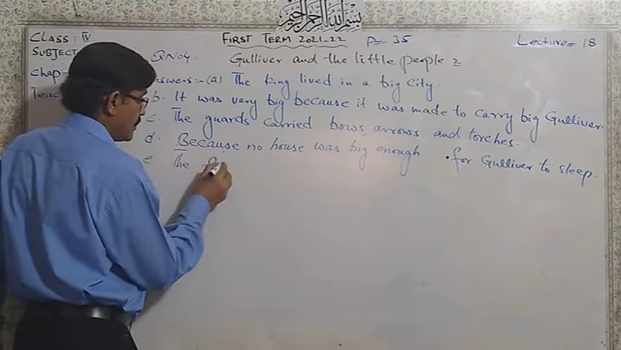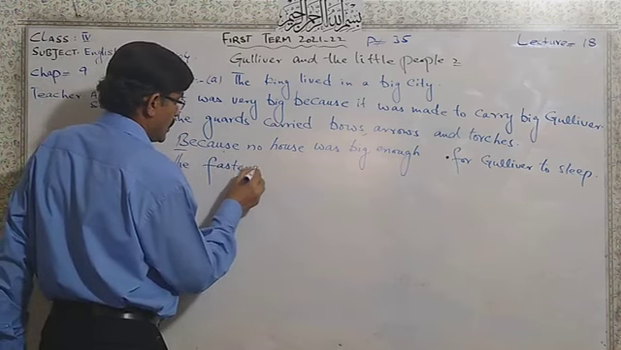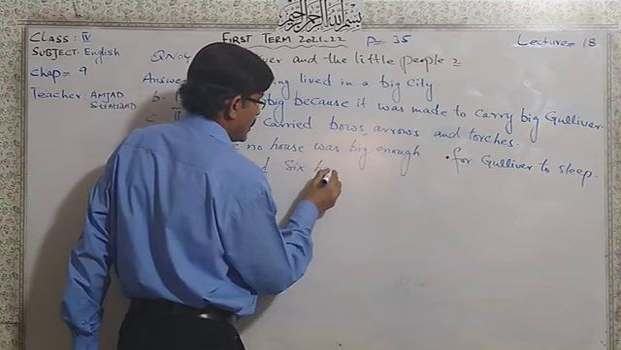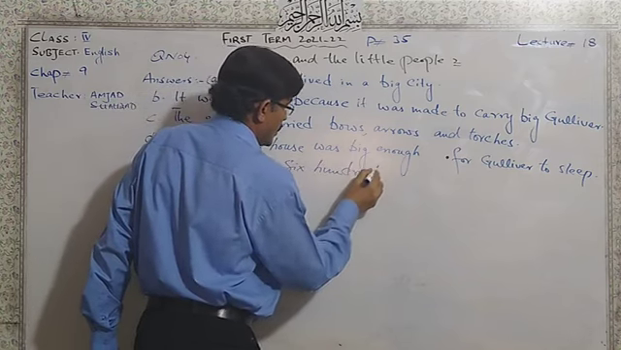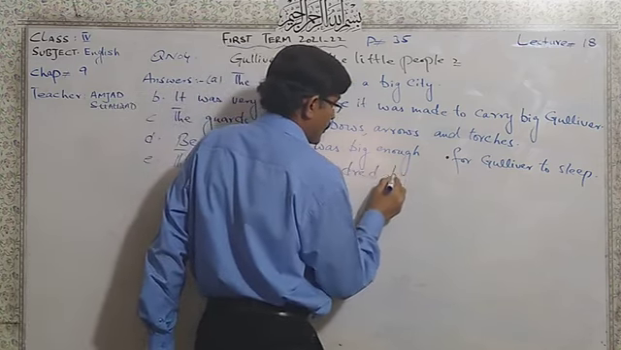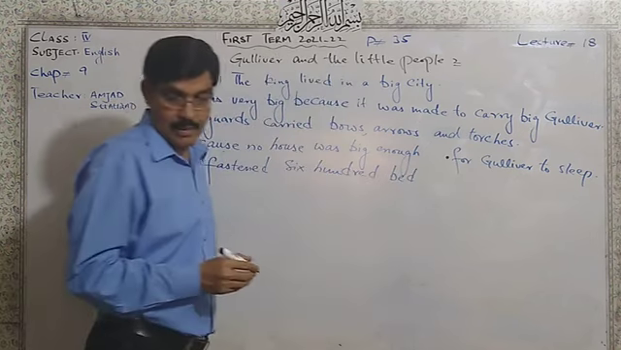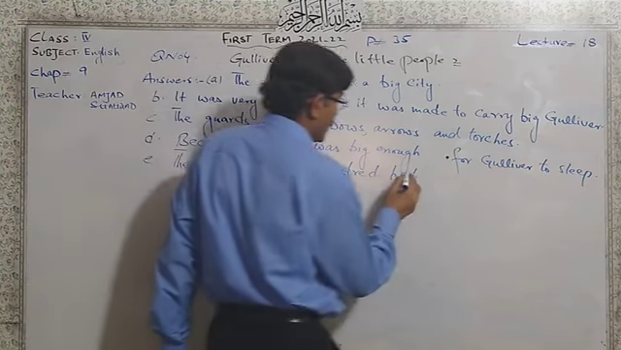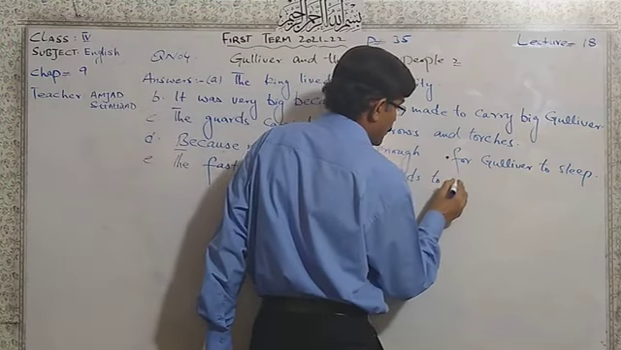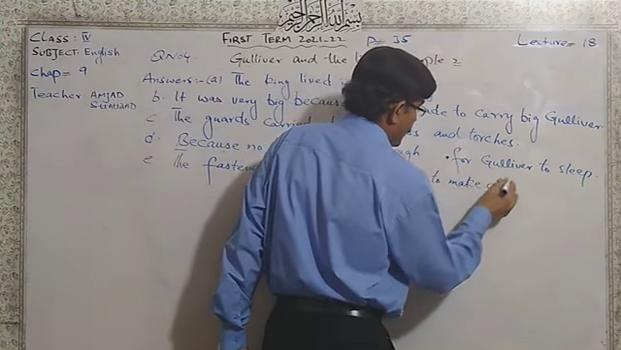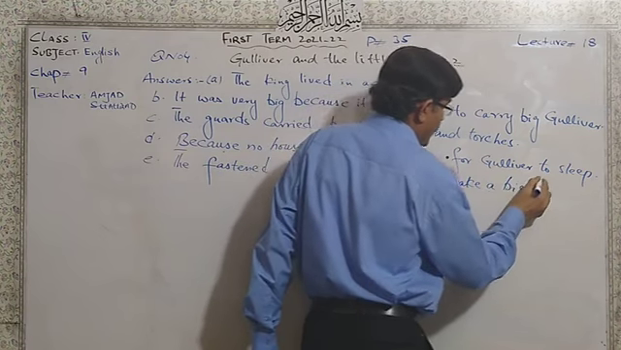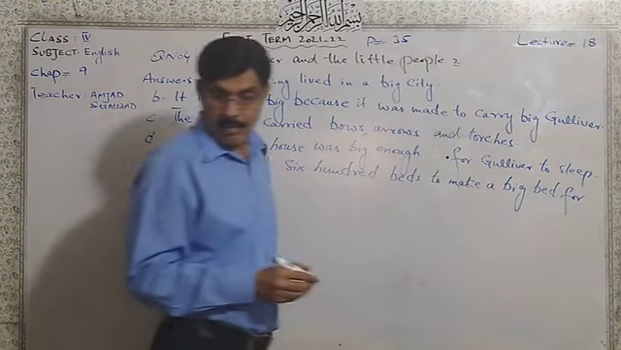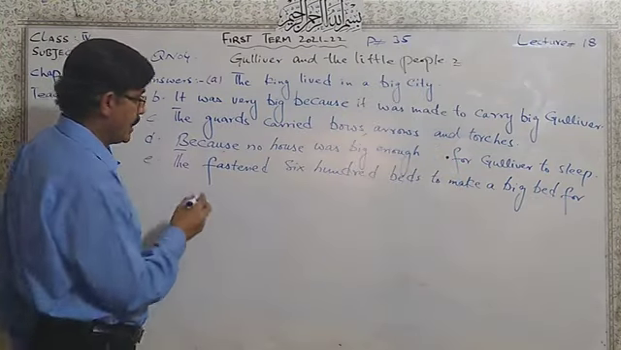They fastened 600 beds to make a big bed for Gulliver.